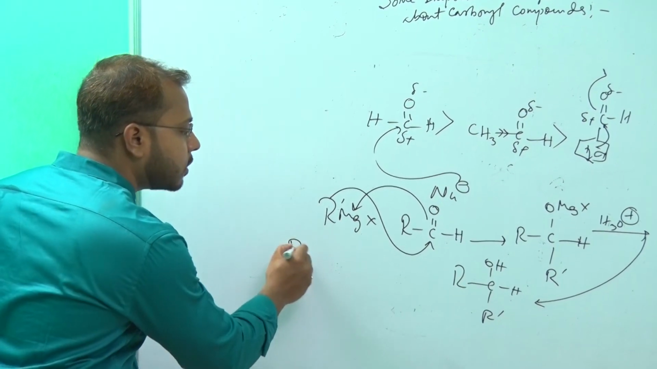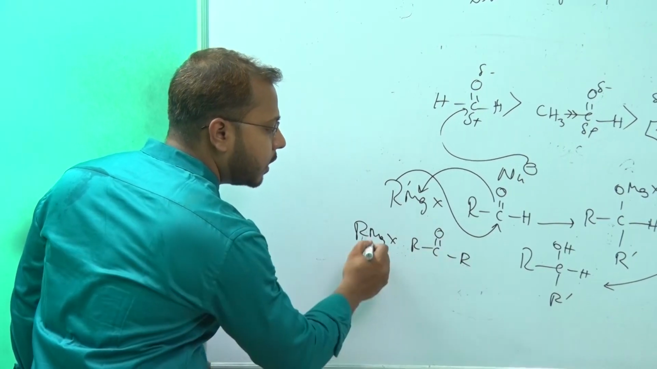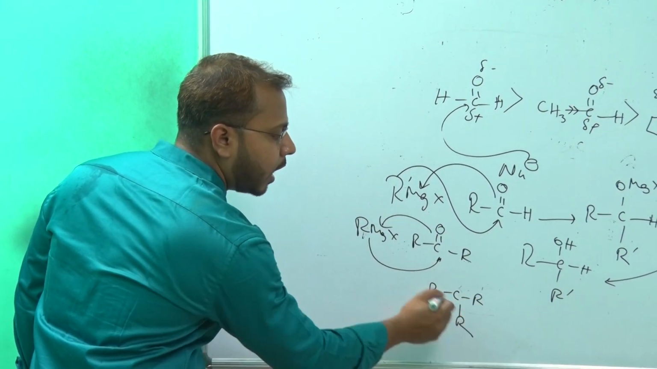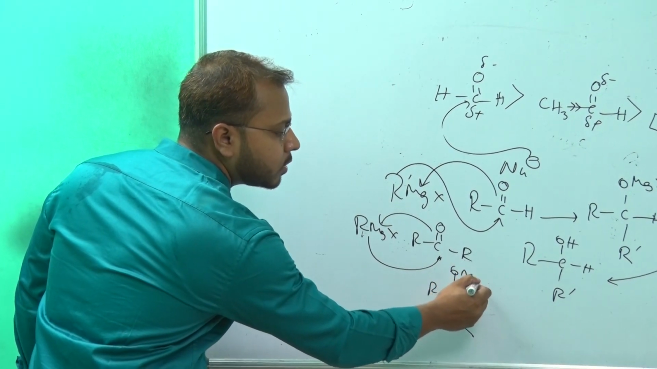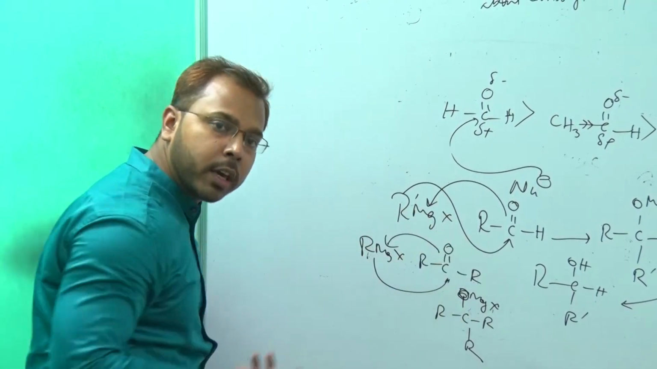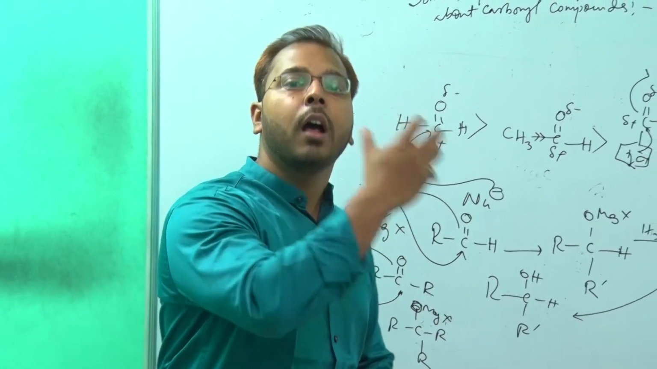And if RMgX is used with a ketone, what will happen? Then obviously a tertiary alcohol will be obtained, R3C-OMgX, and this OMgX, by reaction with water, forms OH, so you will get a tertiary alcohol from the reaction of ketone with RMgX.